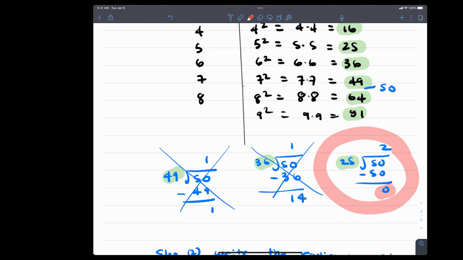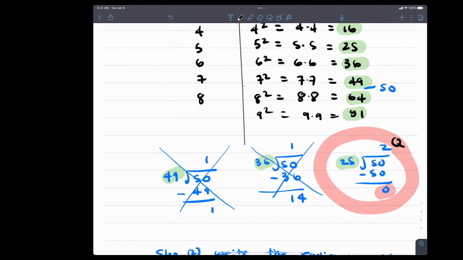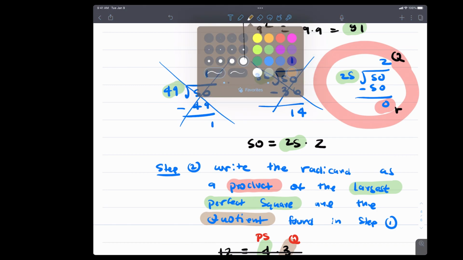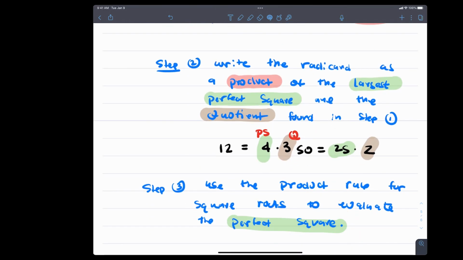So what I want you guys to notice is this. Here's what we want to do. This is the quotient. This is the remainder. 50 is written as 25 times what? 2. Perfect square. Quotient. You guys okay with that? That is what we're putting right here.